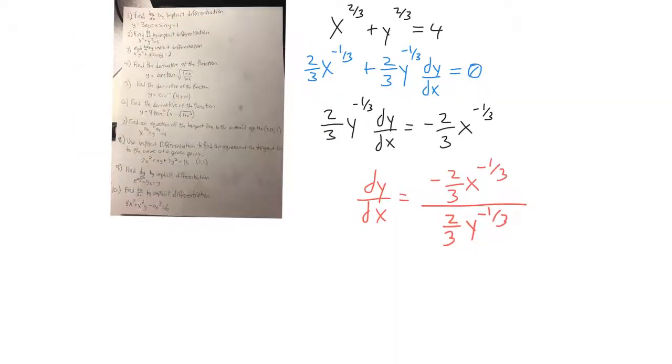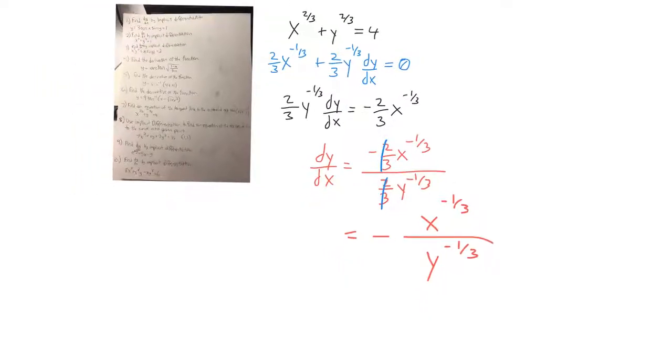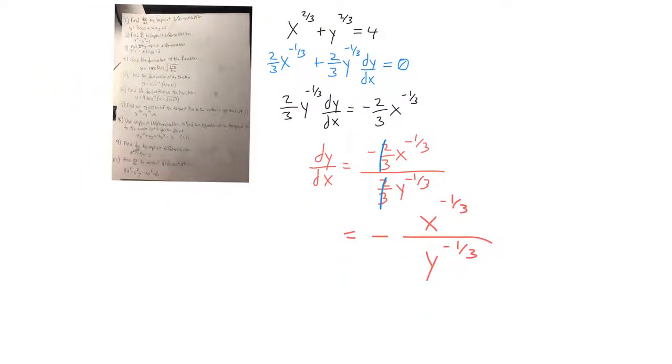Now, let's simplify that. So that would become negative x to the negative 1/3 and y to the negative 1/3. Now, what happened there? Well, I canceled these 2/3 out. There was still the negative left over, though, right? And that negative just went right there. I'm a big fan of not having negative exponents. So I'm going to rewrite this as this.